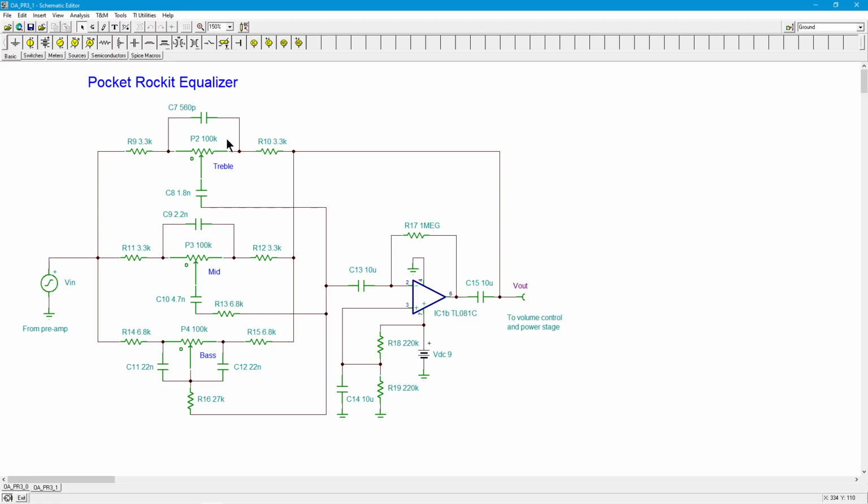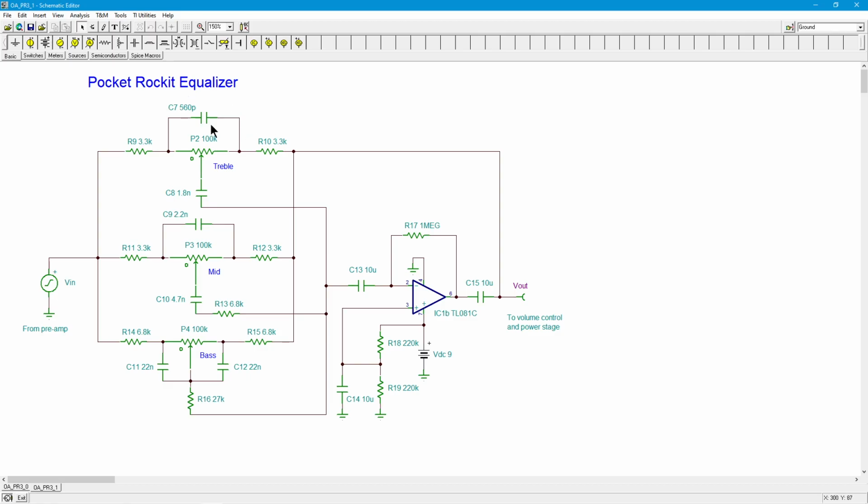What ends up happening with the response is you get a boost at the high frequency end, and it just stays up: 20 kilohertz, 30 kilohertz, 40 kilohertz, 50 kilohertz. Well, that can be a little problematic. You can get maybe radio frequency interference and so forth.